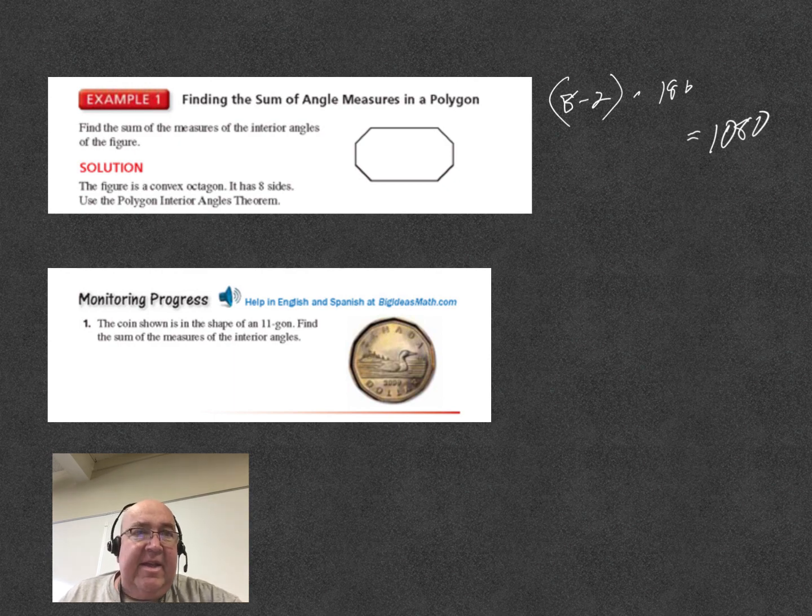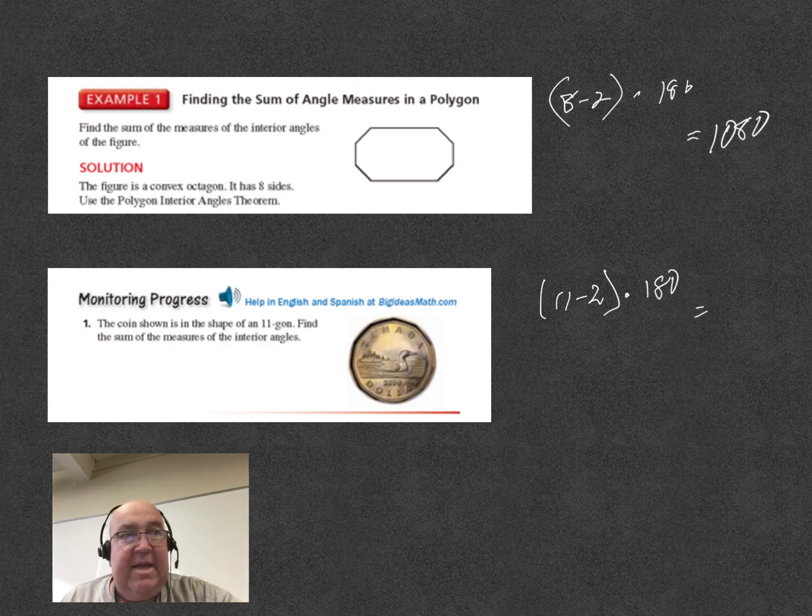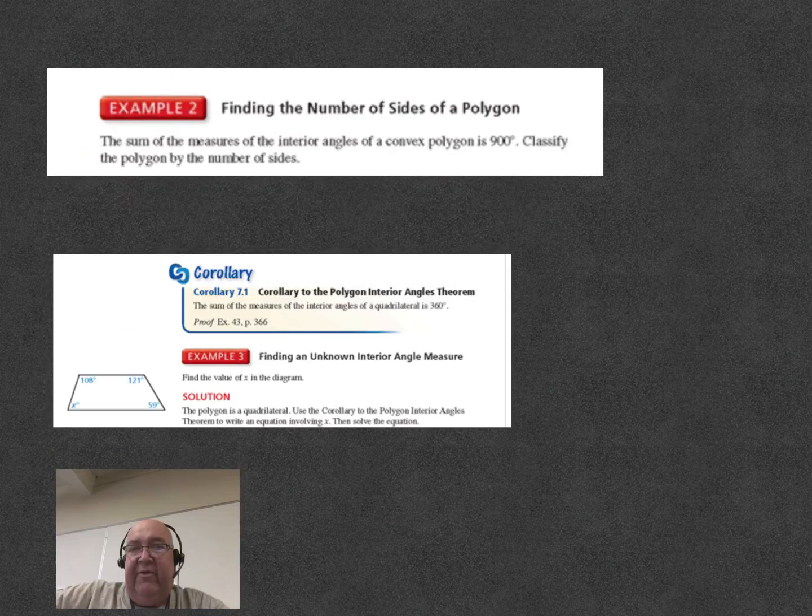Here we have an 11-sided polygon. We want to find the measure of the interior angles. So again, we're going to go 11 minus 2 times 180, and that's going to be equal to 1620.